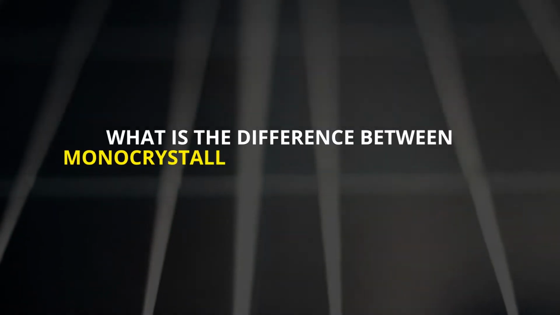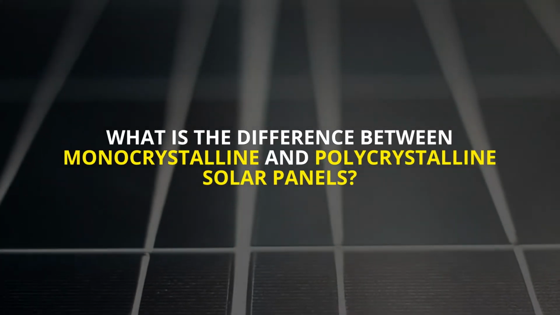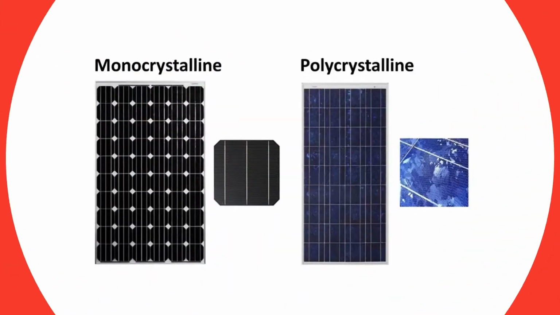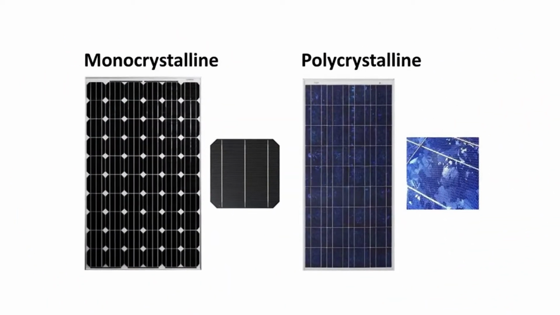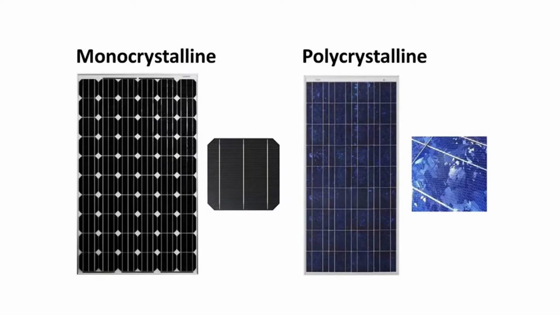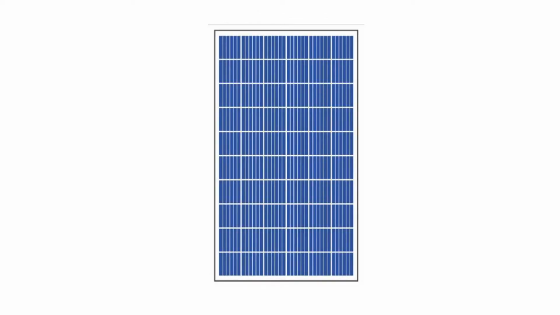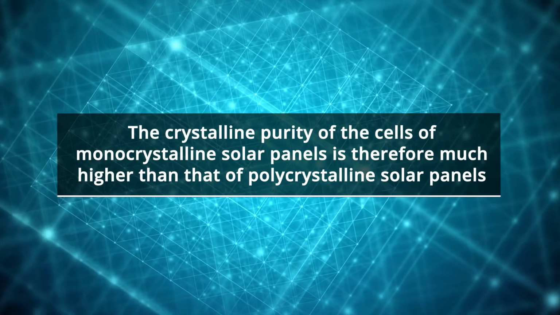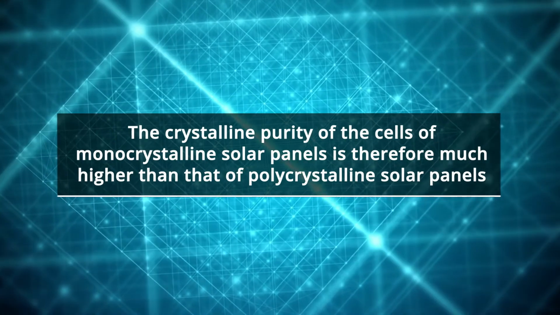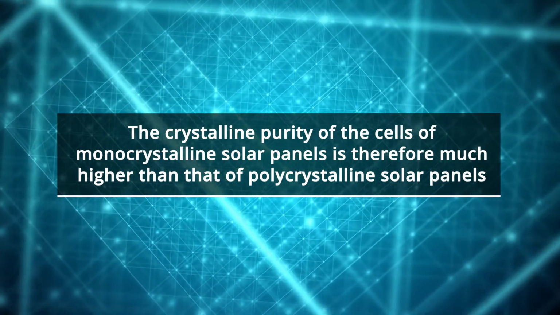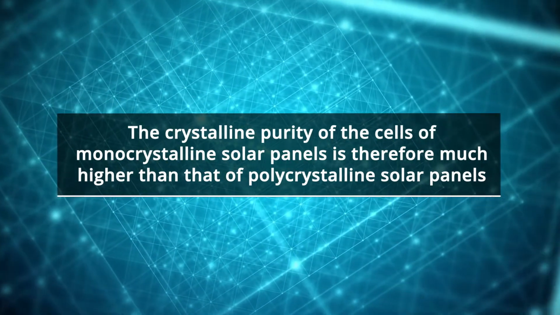What is the difference between monocrystalline and polycrystalline solar panels? The main difference between the two technologies is in the crystal purity of the panel cells. Monocrystalline solar panels have solar cells made from a single crystal of silicon, while polycrystalline solar panels have solar cells made from several fragments of silicon melted together. The crystalline purity of the cells of monocrystalline solar panels is therefore much higher than that of polycrystalline solar panels.